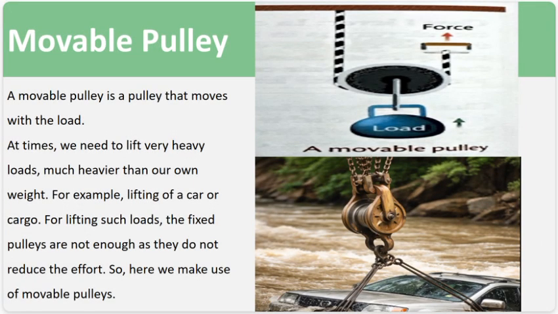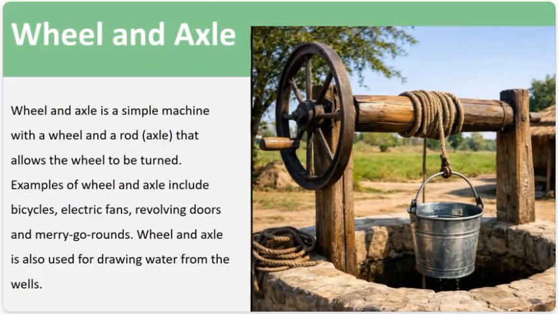A movable pulley moves with the load and helps lift very heavy objects, such as cars or cargo. Fixed pulleys are not enough for such tasks, so movable pulleys are used. A wheel and axle is a simple machine consisting of a wheel and rod that allows the wheel to turn. Examples include bicycles, electric fans, revolving doors, merry-go-rounds, and drawing water from wells.